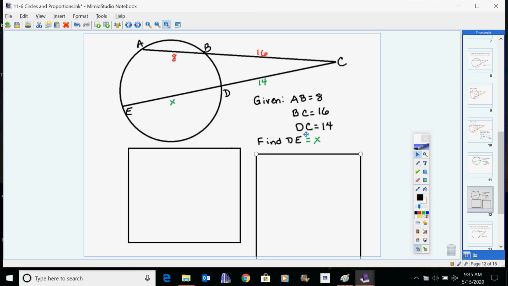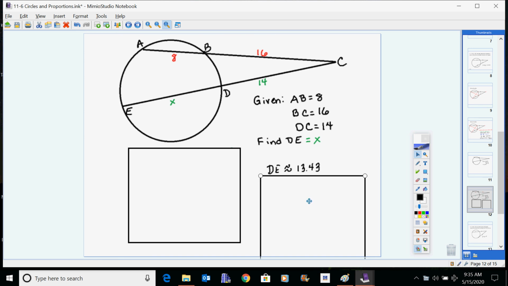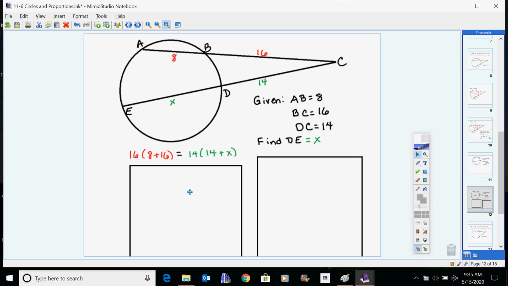Now we do have to keep in mind you're going to have to do a little bit of adding here in order to solve it, but we need to take 16 times 8 equals 14 times that thing, and we have to think about what that thing is. Oops. 16 times 8 plus 16, I misspoke a second ago. 16 times 8 plus 16, the whole thing, equals 14 times x plus 14.